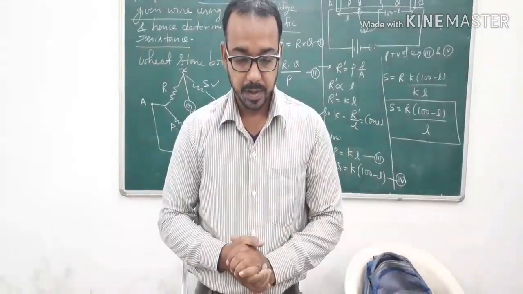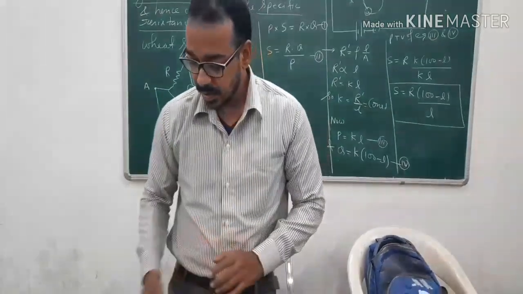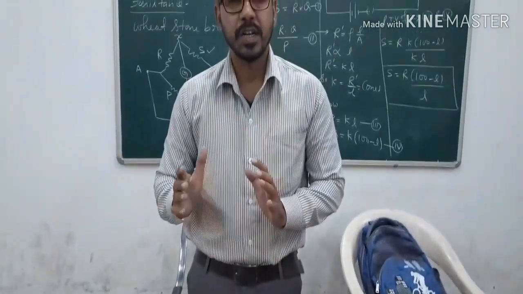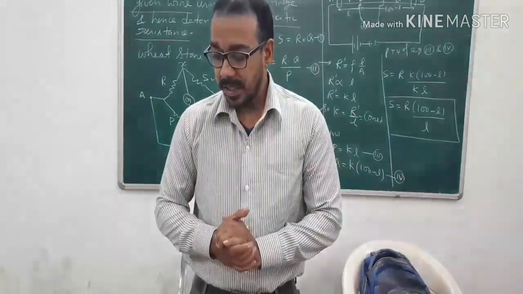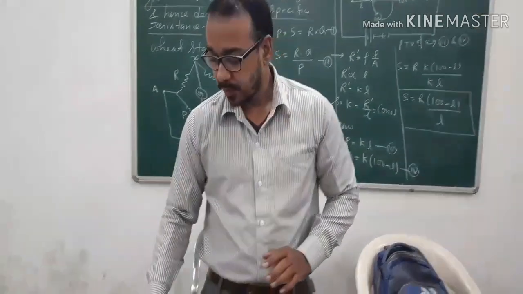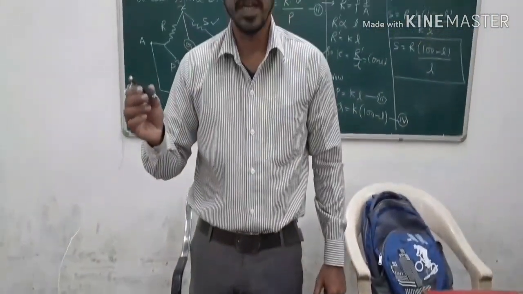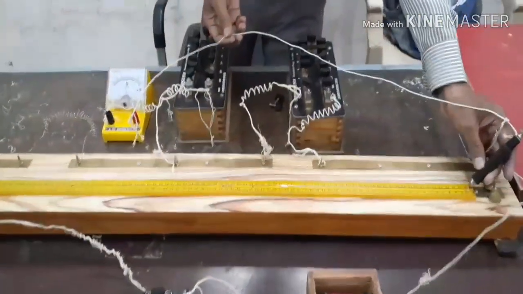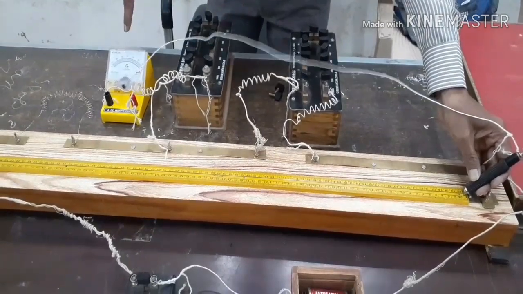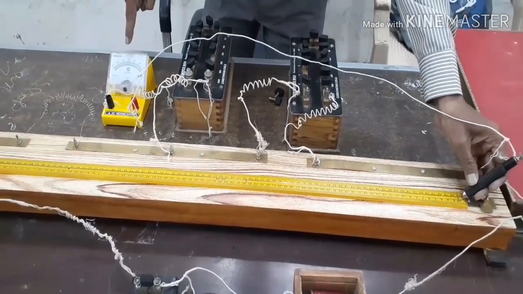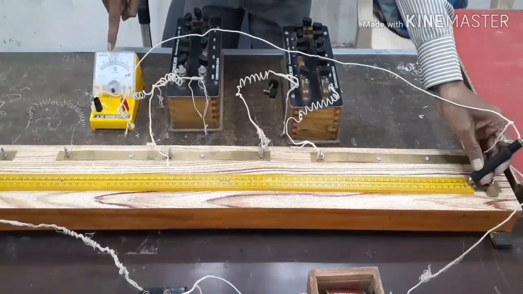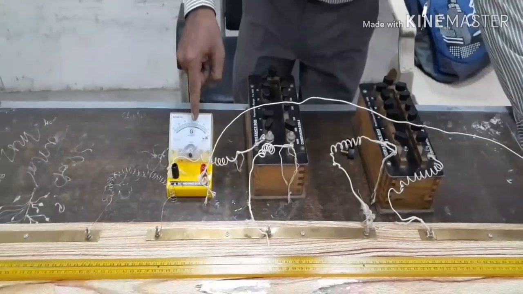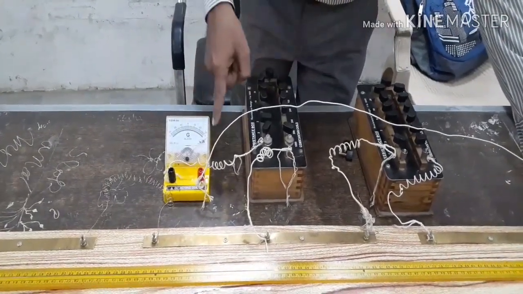See here, how can we perform this experiment? After the whole connection, first of all we should check whether the connection is correct or not, and whether there is any problem. First of all you should hold the jockey and keep it at one terminal of this wire. Now you can see the deflection in the galvanometer. At this terminal the deflection is on this side.